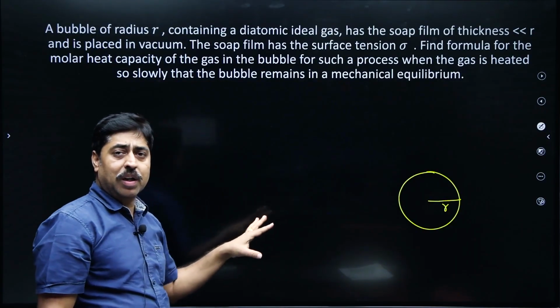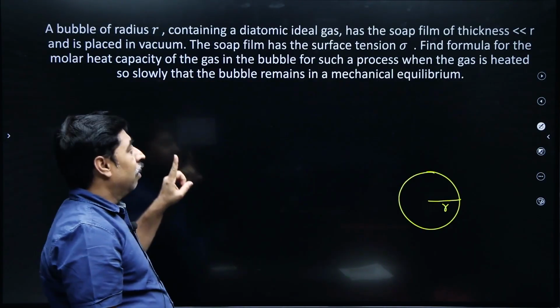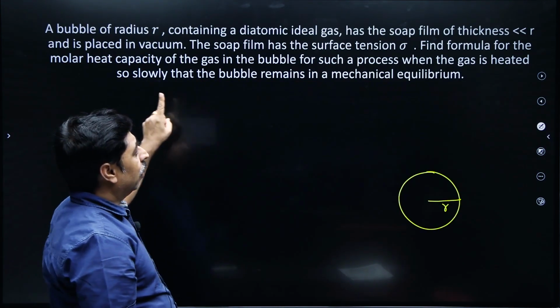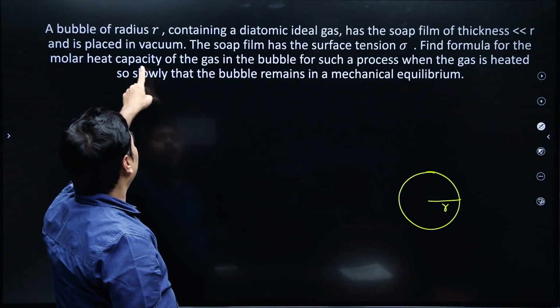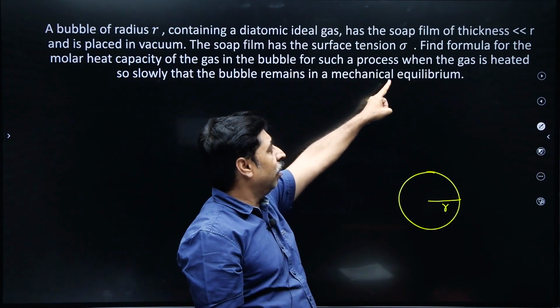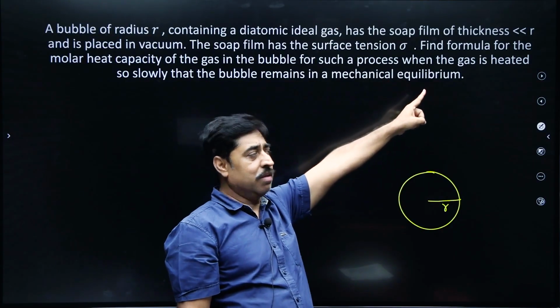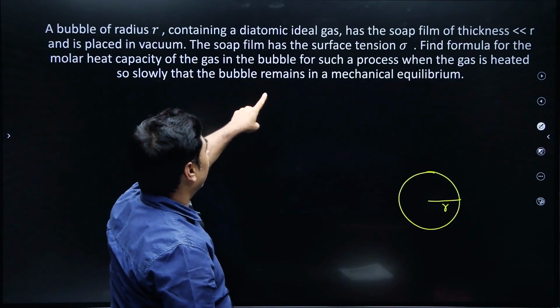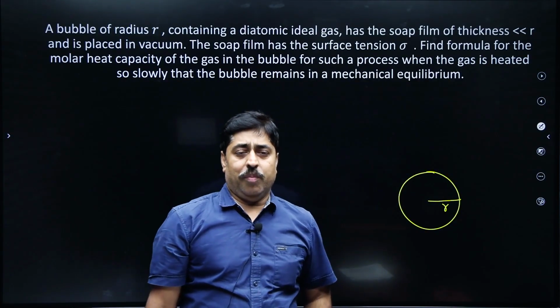Now, this soap bubble contains a diatomic gas. The surface tension of the liquid is sigma. Now, the question says, find the formula for molar heat capacity of the gas in the bubble for such a process when the gas is heated slowly so that the bubble remains in mechanical equilibrium.